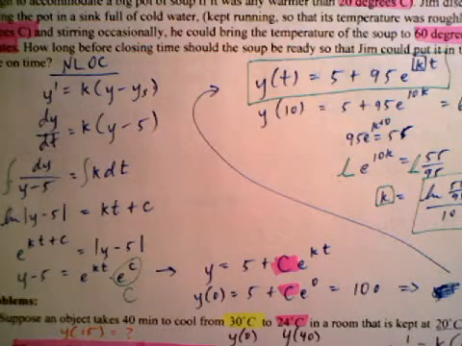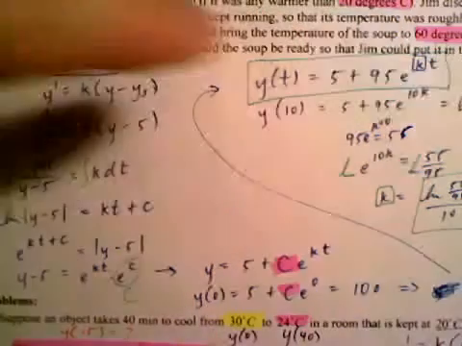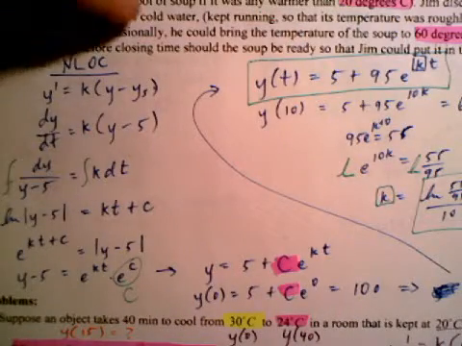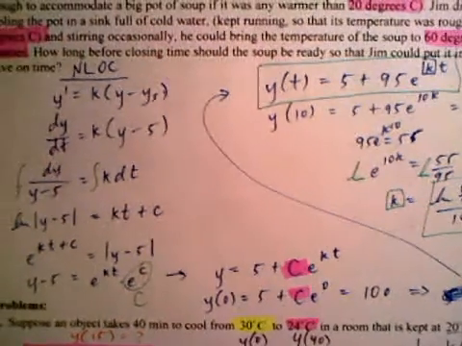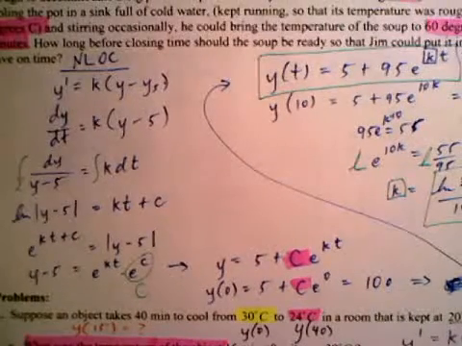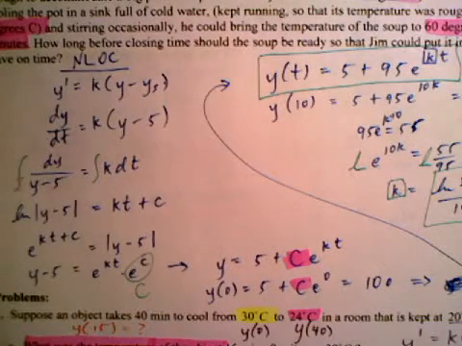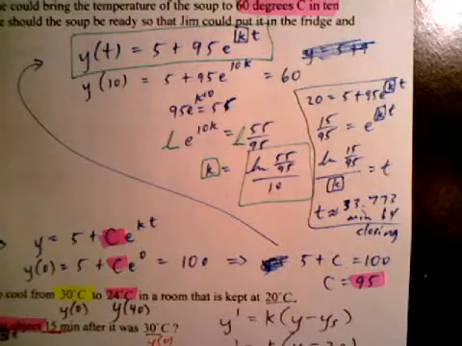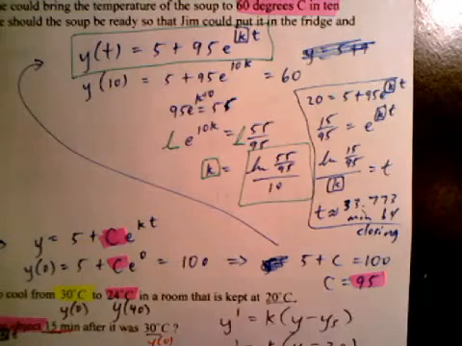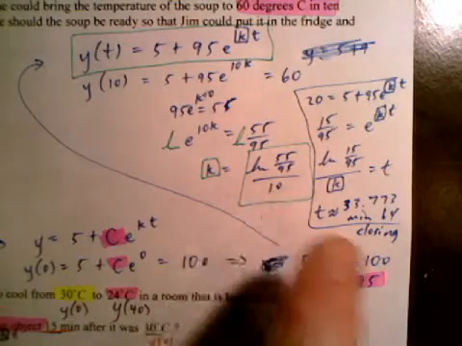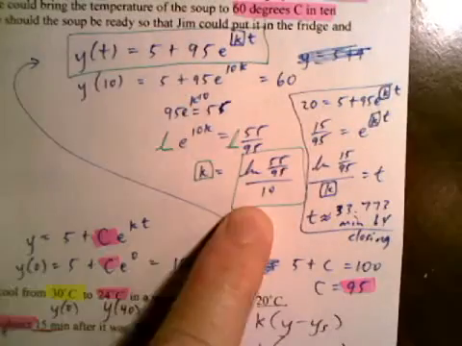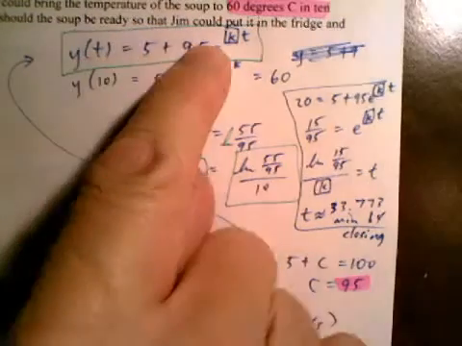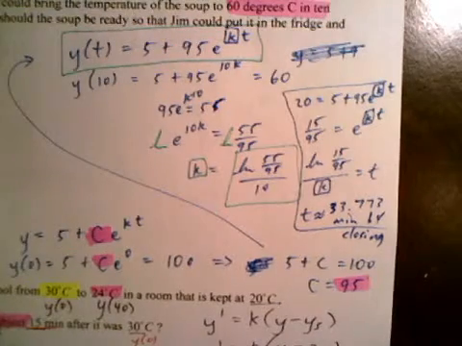After getting to there, you can answer the question: how long before closing time should the soup be ready so that Jim could put it in the fridge and leave on time? So again, I'll just leave this right here for you so you can get a screenshot of that, and then scoot on over here. This was to find our k, and we found our k. So basically all this work that leads up to this point, even finding our k and storing that in our calculator, gets us to here. So the actual work for the problem is very simple.